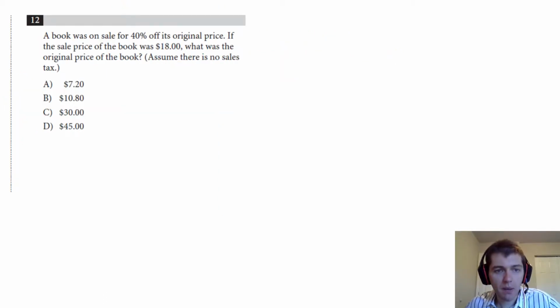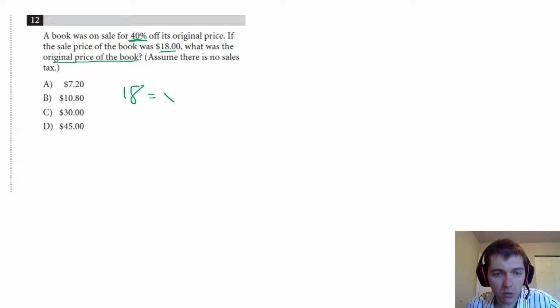Problem 12. A book was on sale for 40% off its original price. If the sale price of the book was $18, what was the original price of the book? So start writing this out as an equation. The final price that was paid was $18, and it was 40% off its original price.